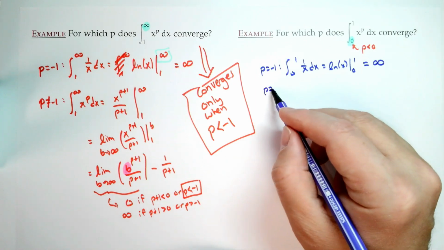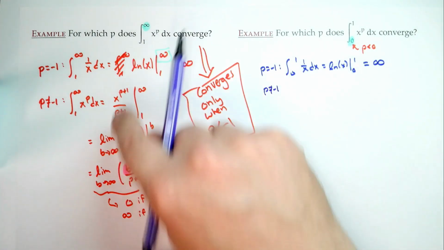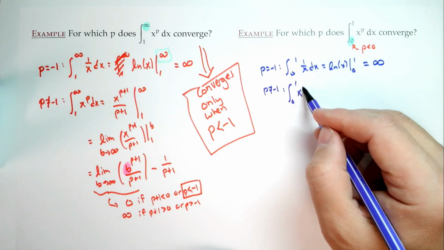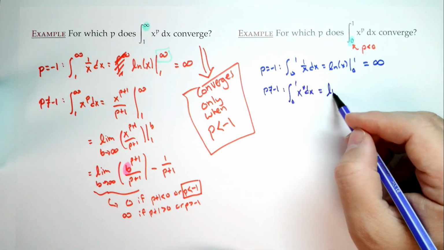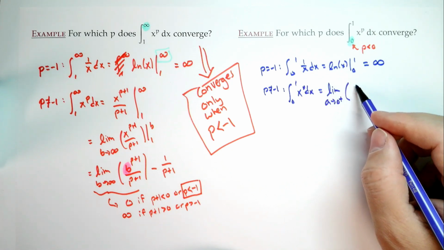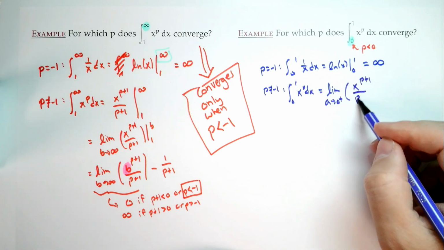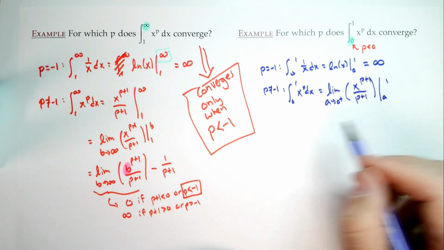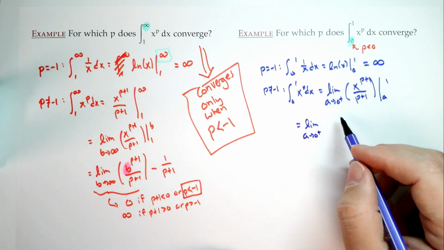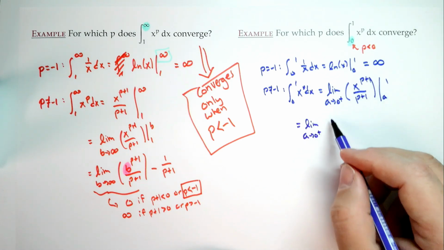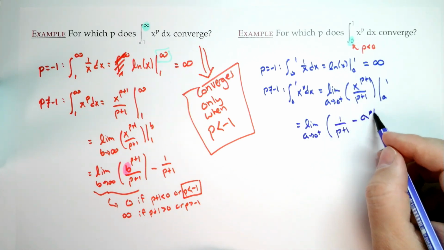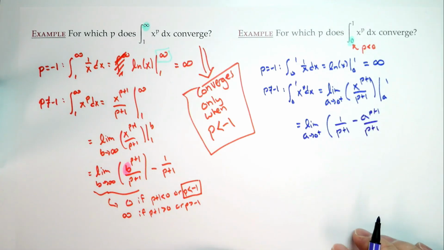And then if p is not -1, we have the same process here. So we're going to end up doing the following. We have the integral from 0 to 1 of x to the p dx, which is the limit as a goes to 0 from above of x to the power p plus 1 over p plus 1, evaluated from a to 1. That is the limit as a goes to 0 from above of, well, plug in 1: 1 over p plus 1, minus a to the p plus 1 over p plus 1.